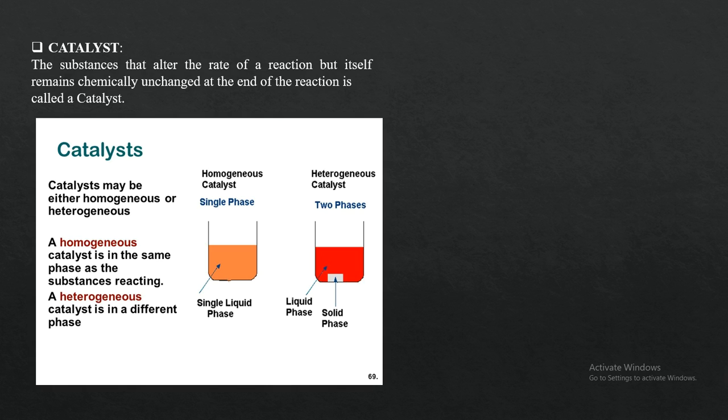A catalyst is any substance that speeds up the reaction, but at the end of the reaction it isn't consumed. So this is called a catalyst. It has two types, homogeneous catalyst and heterogeneous catalyst. Homogeneous catalysts are those in the same phase, just like in this case a single liquid phase. But in heterogeneous catalysis, there are two phases, like the reactant may be in liquid phase and the catalyst may be in solid phase.